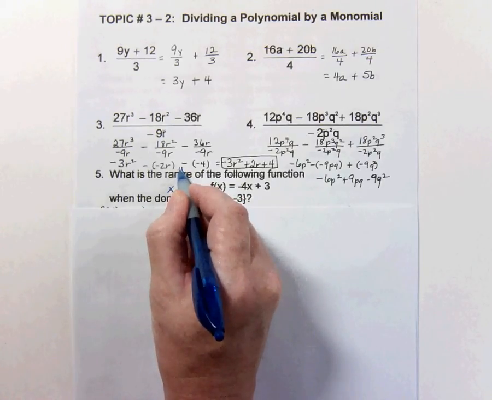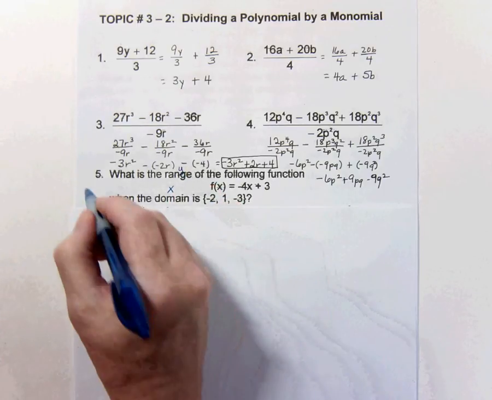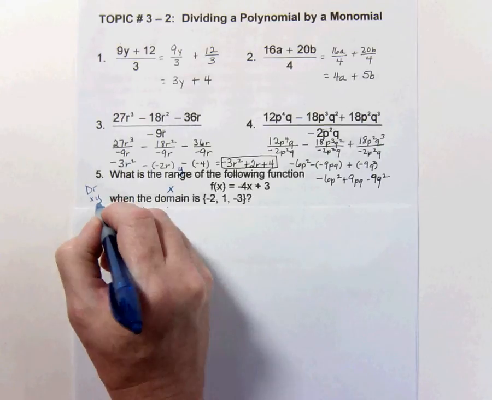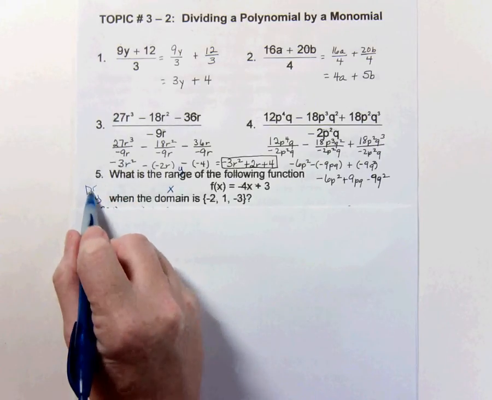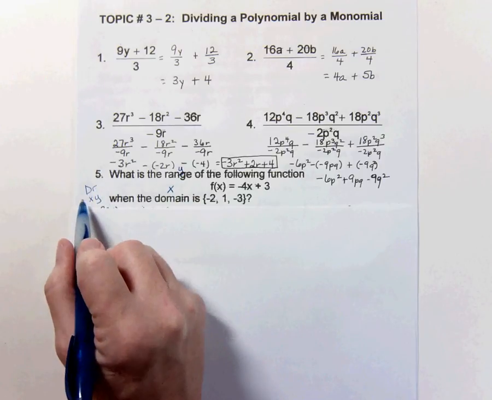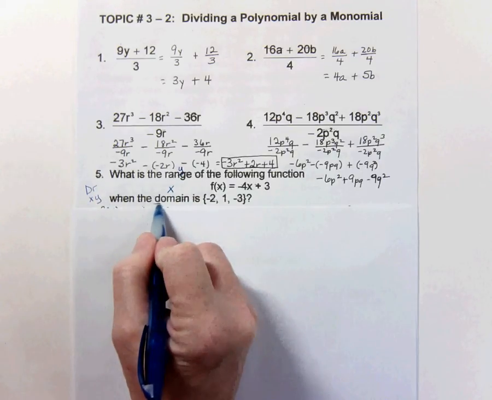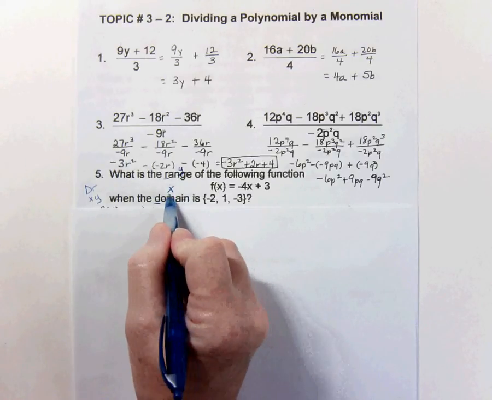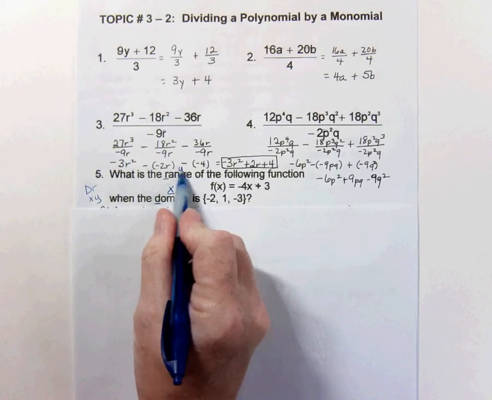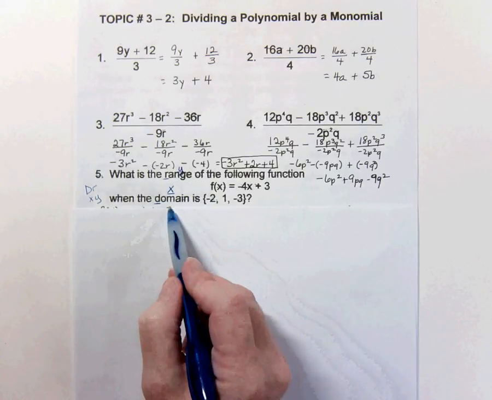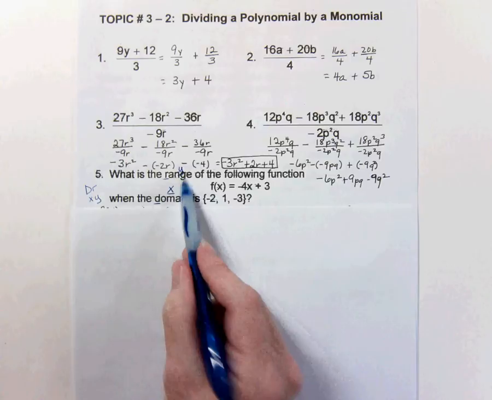A little trick that Mrs. Horner taught us was Dr. XY. So if you can think of that, the D goes with the X, the R goes with the Y. Another way to remember that is D comes before R in the alphabet, and X comes before Y in the alphabet. So not forgetting which goes with domain and which values go with your range.